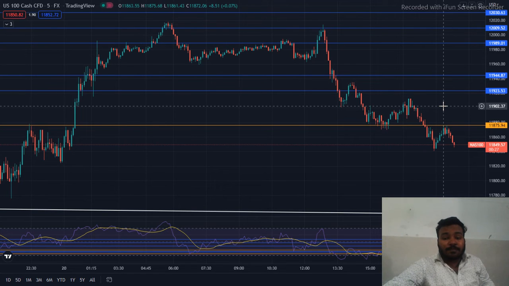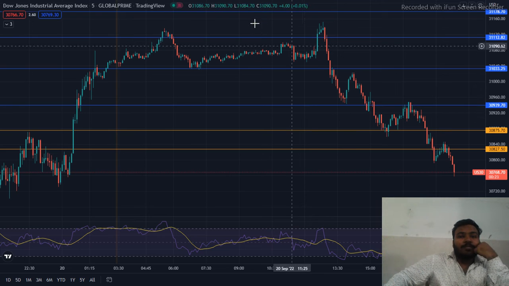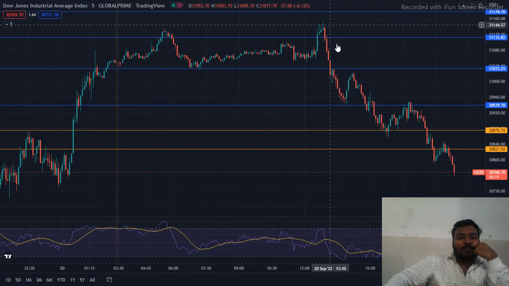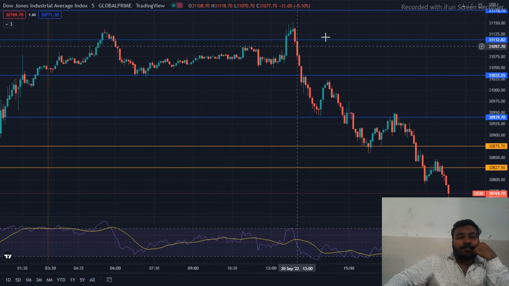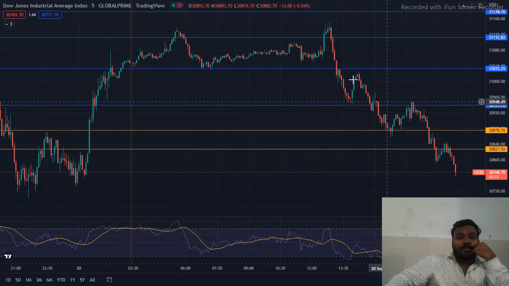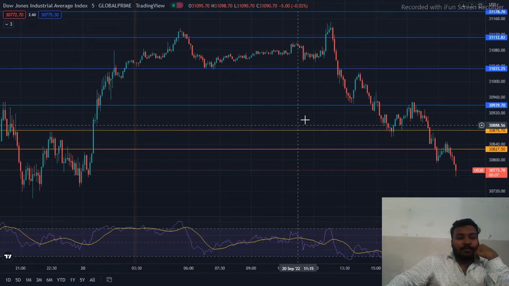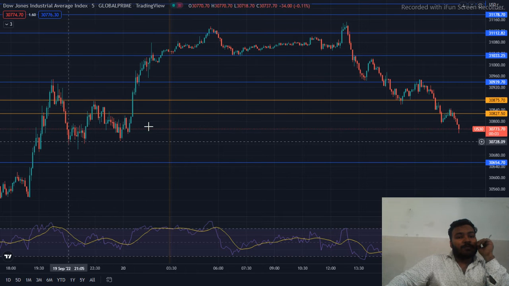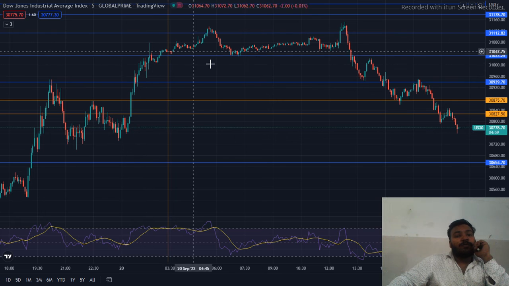Next one is US 30. Similarly, in US 30, this was a zone formed. We waited for the retest and shorted from there. We got this rejection and we made an entry below this confirmation and retest. The trade went on, giving 1, 2, 3, 4 targets done. See, this was also a triangle pattern formation, a sort of a flag, and we got a good move here as well.